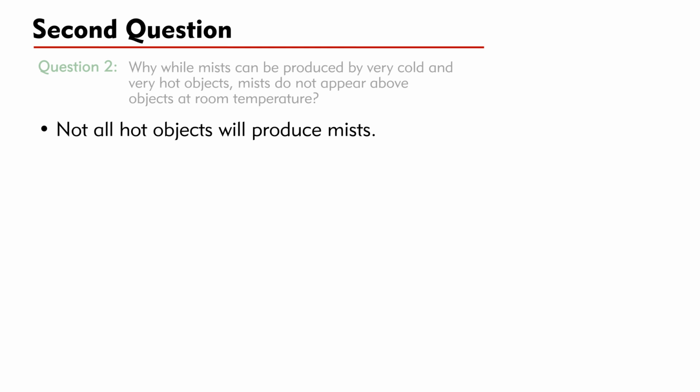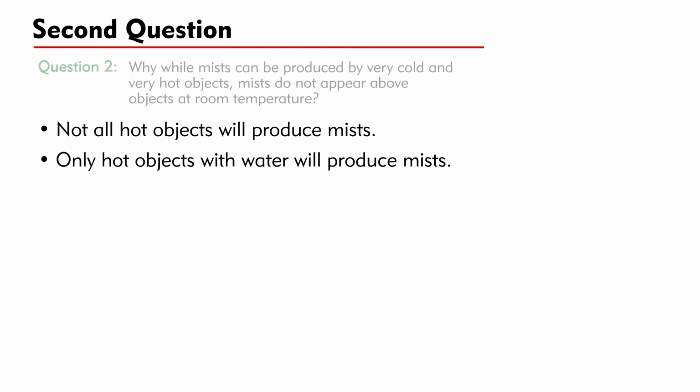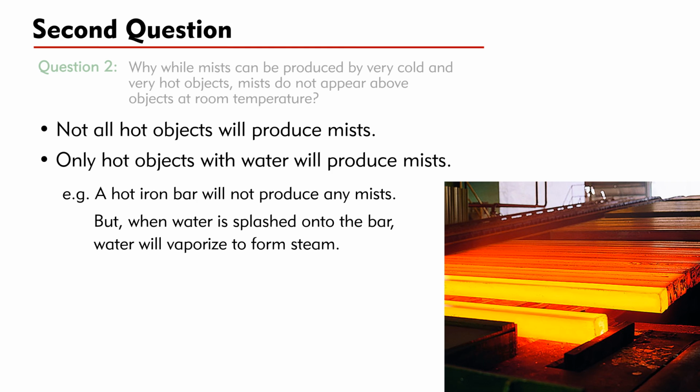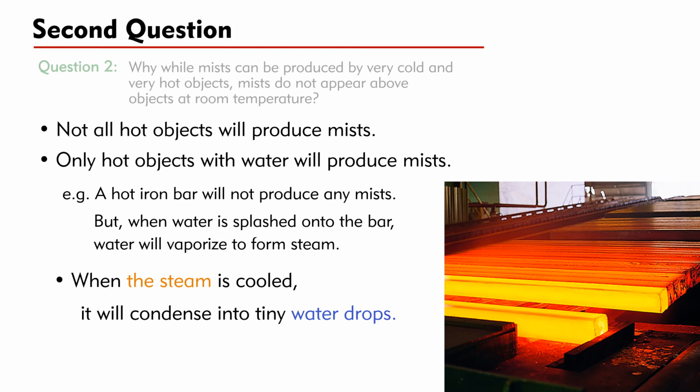On the other hand, not all hot objects will produce mist. Only hot objects with water will produce mist. For example, a hot iron bar will not produce any mist, but when water is splashed onto the bar, water will vaporize to form steam. When the steam is cooled, it condenses into water drops. As a result, mist is formed.